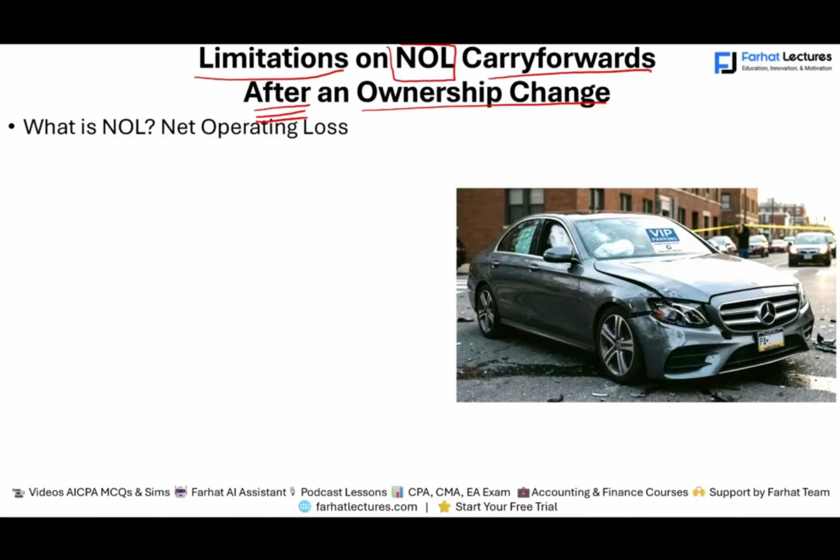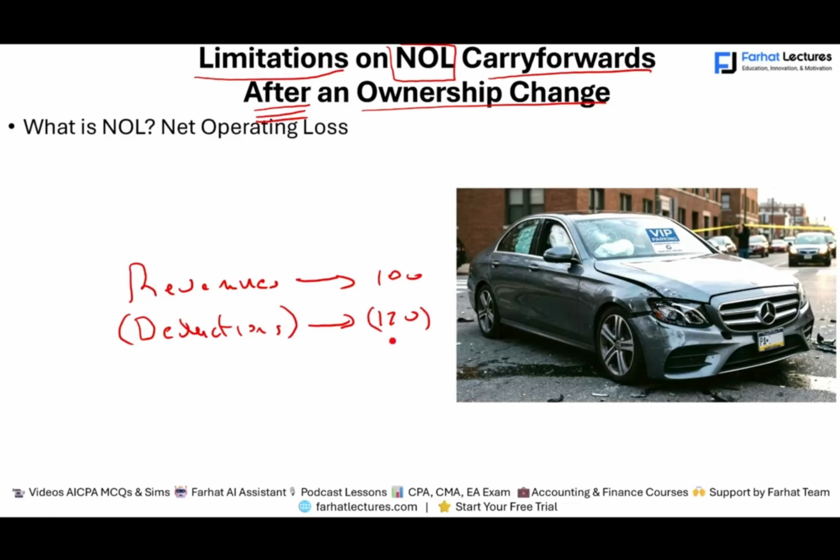An NOL is when a company filed their tax return and you would report revenues or income, and you subtract your deductions. So if you had $100 in revenues and you had 120 in deductions, you have an NOL of $20 or 20,000 or 20 million. It doesn't matter. Your deductions were greater than your revenue for that year. In other words, you have no taxable income. Great. What can we do with this NOL?